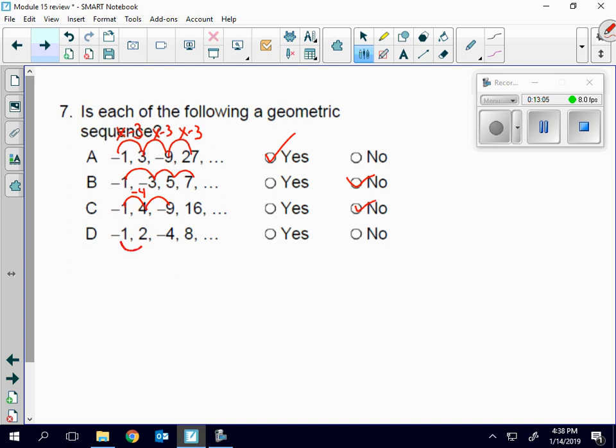I'm going to do it down here because it's easier. Let's see. I'm going to multiply by -2, right? -1 times -2 is 2. 2 times -2 gives me the -4. I can write the times if you want here. And of course, that works again, times -2 to get an 8. So it has to have a common ratio in order to be a geometric sequence.